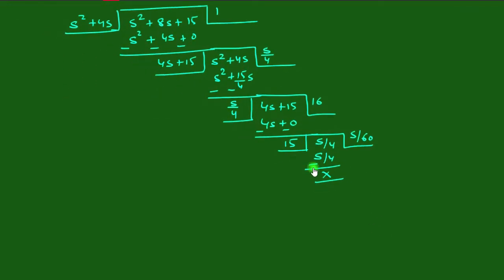Now using this continued fraction expansion, I can write the given network function Z(s) as Z(s) equal to the first coefficient, that is 1, plus 1 divided by the other quotient, which is s by 4, plus 1 divided by the third quotient, which is 16, plus 1 divided by the next quotient, which is s by 60.